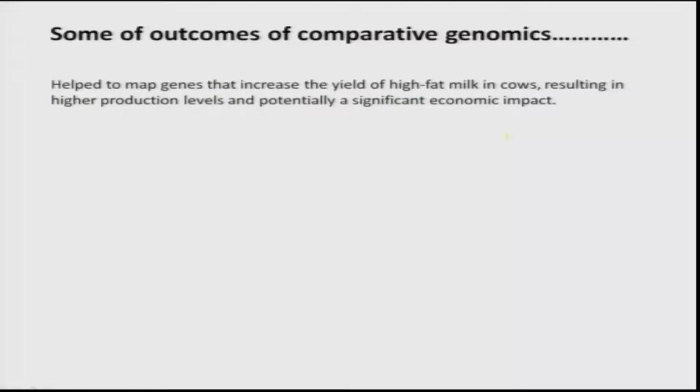The other example, such an approach also helped us to map genes that increase the yield of high fat milk in cows. So it increases because milk is one of the essential commodities all of us need, and if you can produce cows that have high fat content milk, then possibly you could be of great help. So it results in higher production level and potentially significant economic impact. It's going to really help.